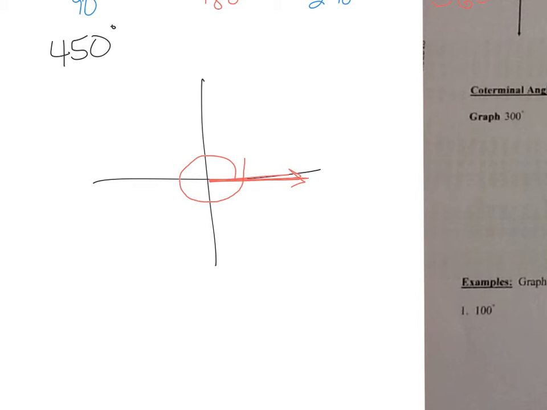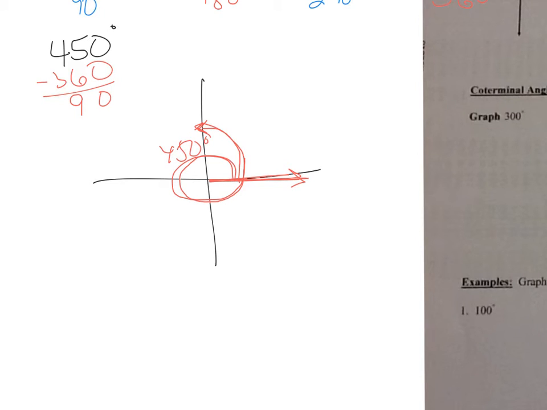Now, to see where it falls, you take 450 minus 360, which gives us 90. So it actually comes around, and it terminates right here. It goes all the way around and stops there. That's 450 degrees. So to see where your angle would fall, you just subtract 360 degrees.